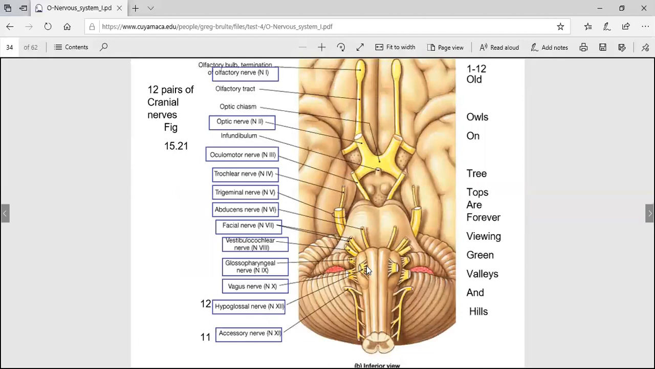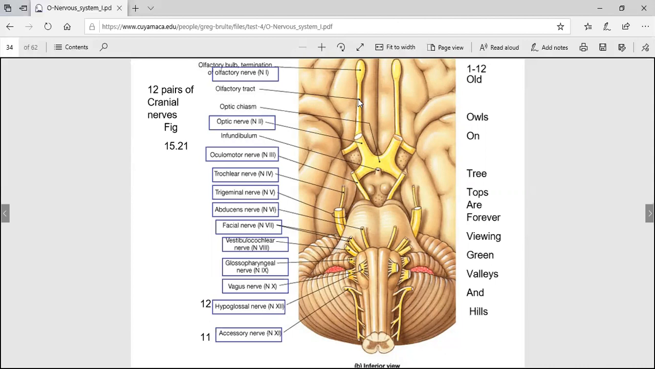Olfactory, optic, oculomotor, trochlear, trigeminal, abducens, facial, vestibulocochlear, glossopharyngeal, vagus, and then accessory. Notice the way they're out of order there, and hypoglossal. So be careful. When you have this lamina, you can basically count.